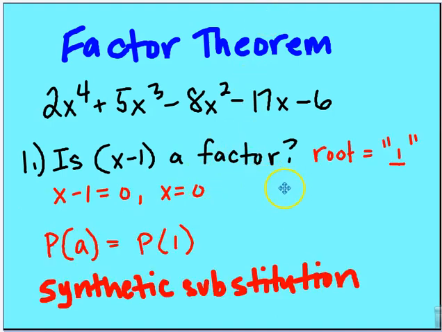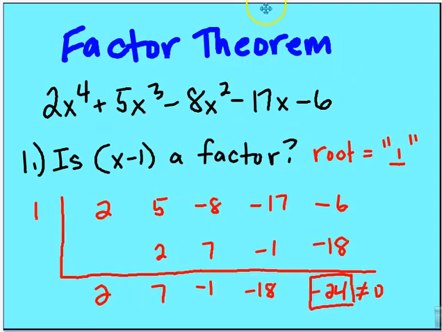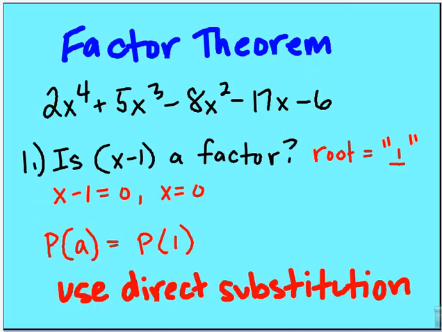Okay, so using synthetic substitution or division, let's find out if this value is a root, or if x minus 1 is a factor. We're going to use 1 as the value here in synthetic division, and go through the synthetic division process, which we've already explained, so I'm not going to repeat myself. We end up with negative 24 as the last value, which means that x minus 1 is not a factor. In order for x minus 1 to be a factor here in synthetic division, this result must be equal to 0. Since it is not equal to 0, x minus 1 is not a factor.